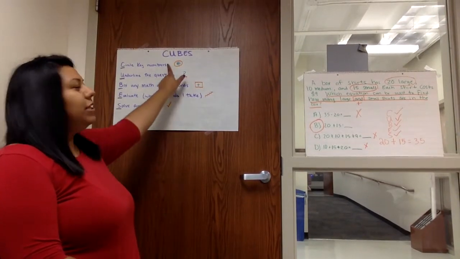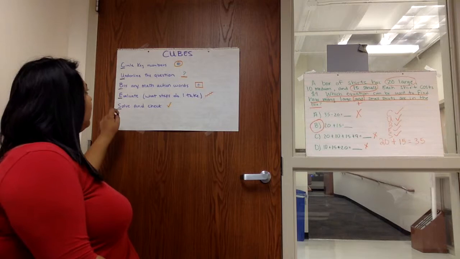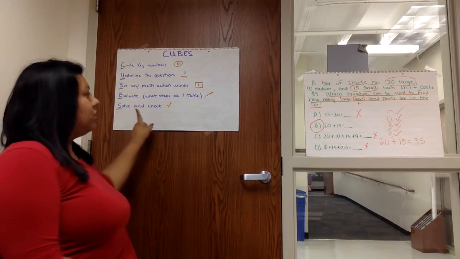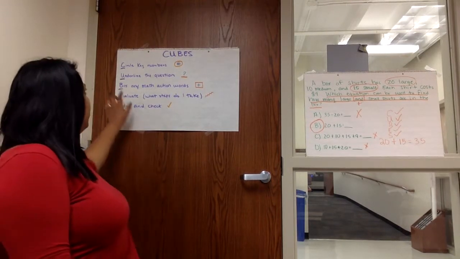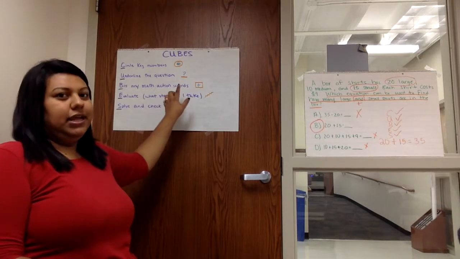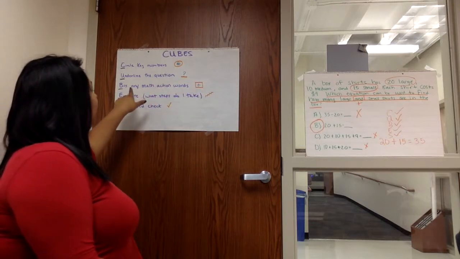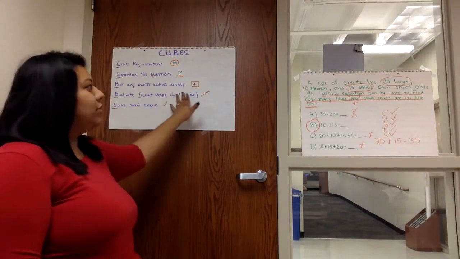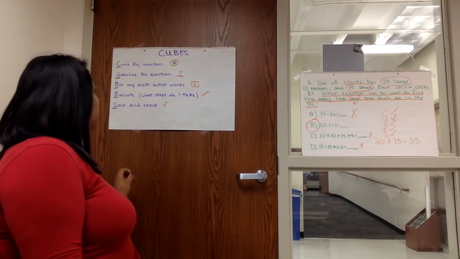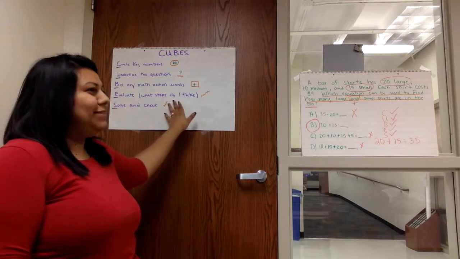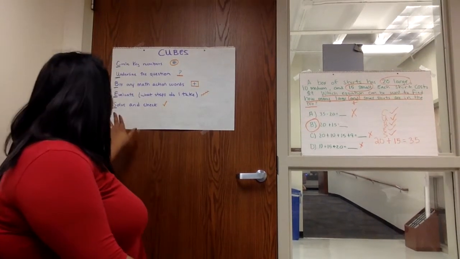So today we learned about the cubes method, which is circle key numbers, underline the question, box any math action words, evaluate, and solve and check. In our word problem, we actually didn't go in that order. We used the letter U first, which is underline the question. That way, we could find the circle key numbers. And you can box any math action words such as and, sum, total, or difference. After you box your action words, you evaluate. See what steps you need to take, such as maybe adding, subtracting. Our last step is solve and check.